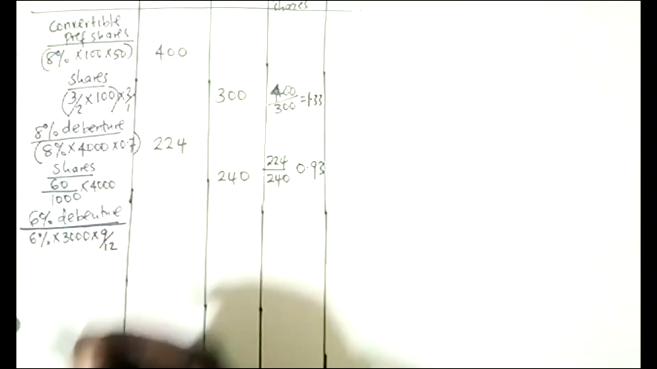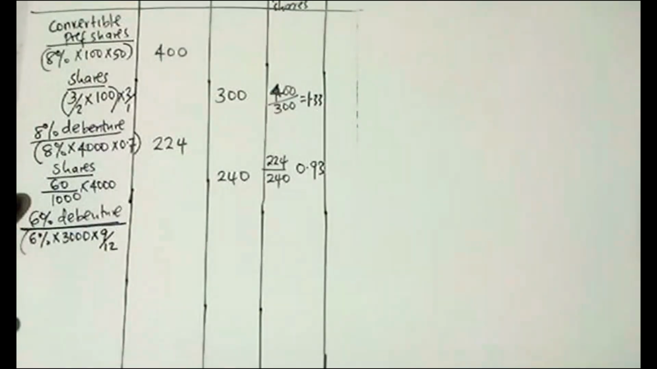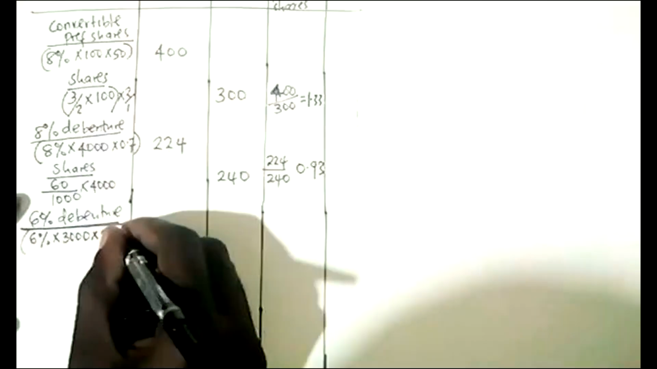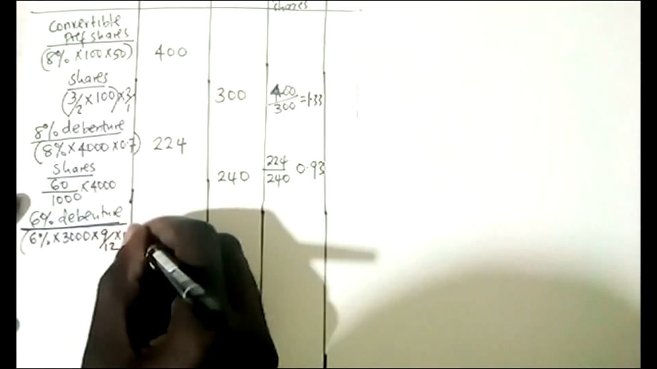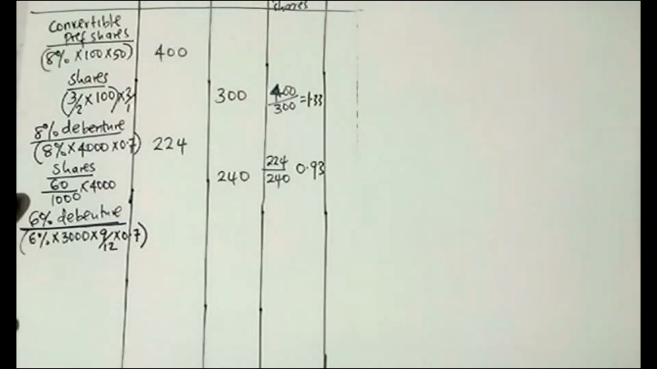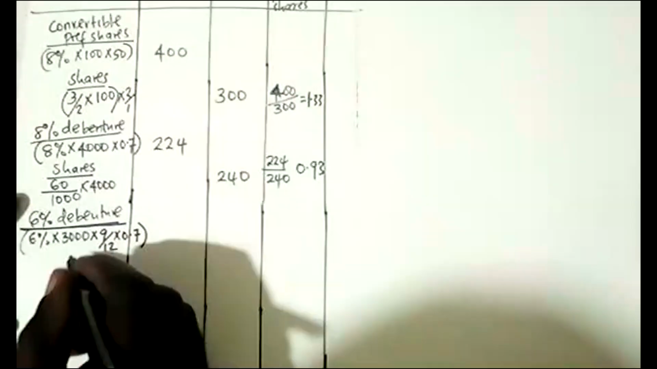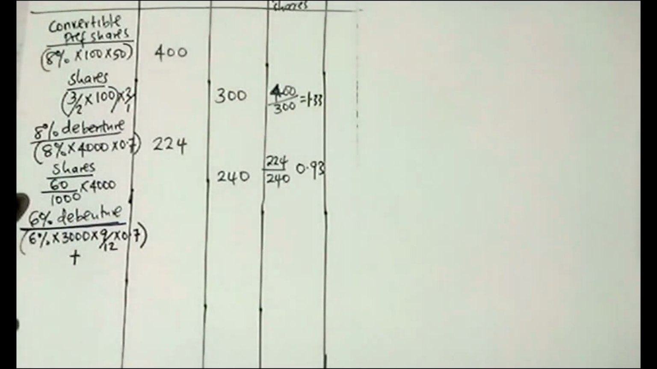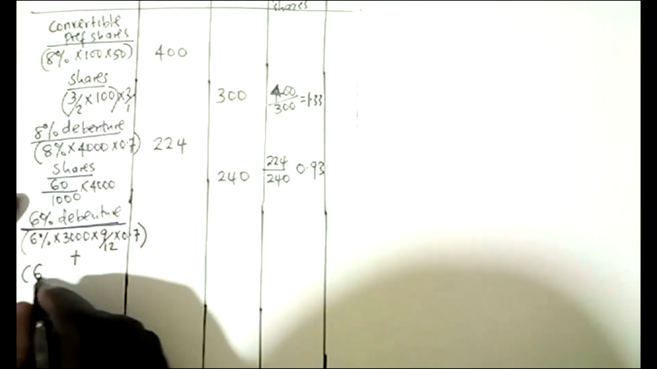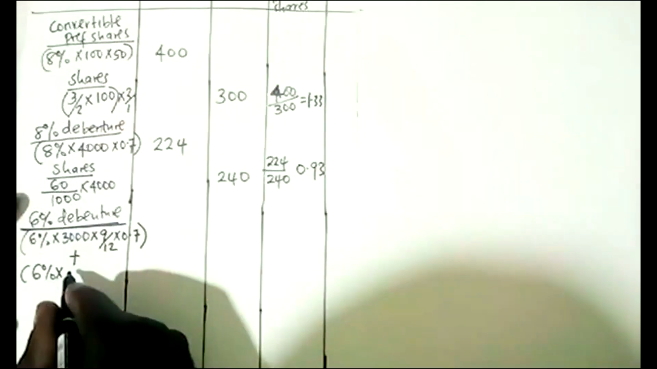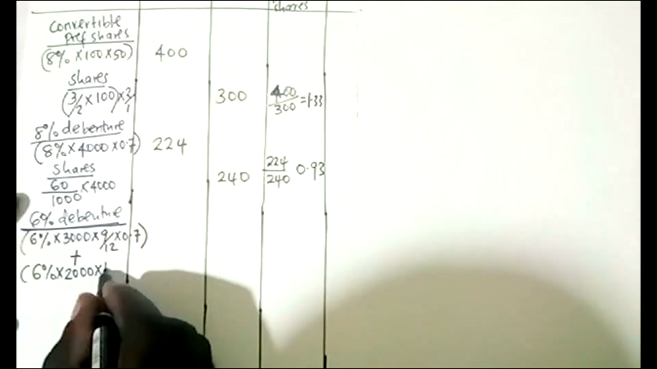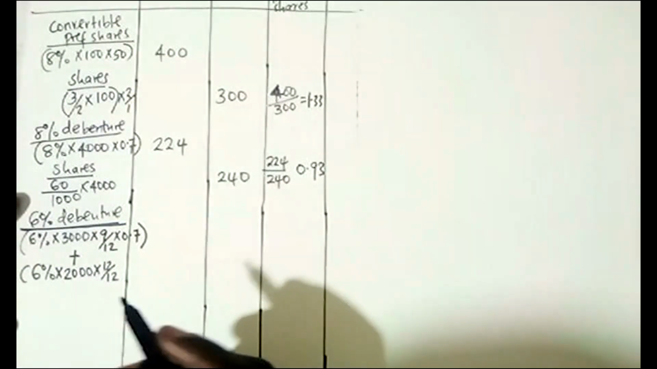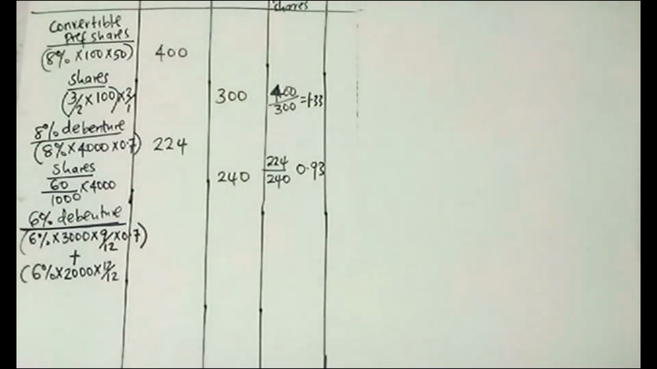Those are 9/12. Then net of tax, 0.7, plus 6%. Now the balance which was never converted is 2,000. 12/12. Remember that the 2,000 which was never converted.